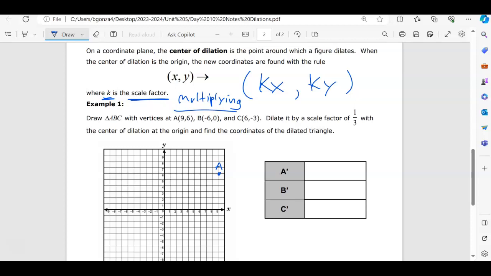B is negative 6, 0, so that's 6 to the left. It doesn't go up or down. That's B. C is 6, negative 3, so right 6, down 3. Put a point there. Oh, just C, my bad. And then the rulers that you grabbed on the way in can be used to make nice straight lines, right? You don't want to have these weird squiggly lines. You want to have nice straight lines.